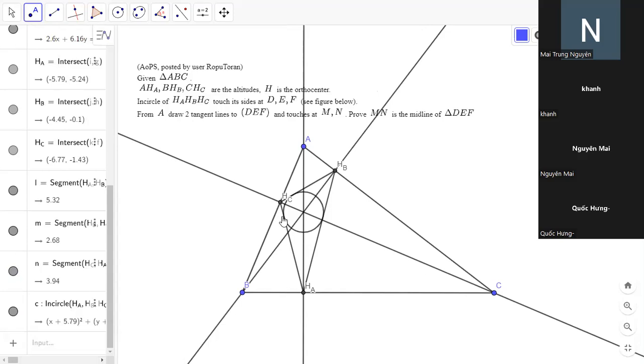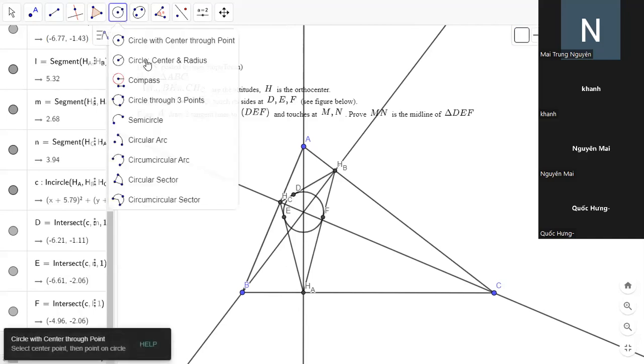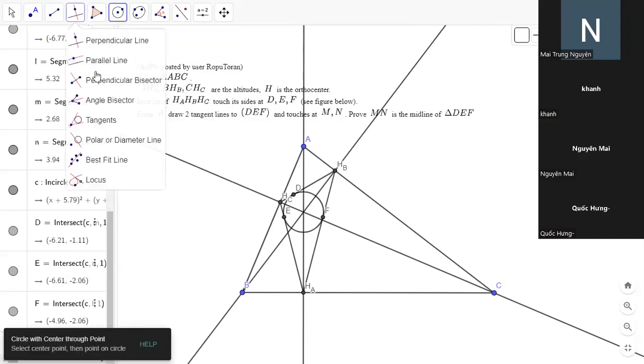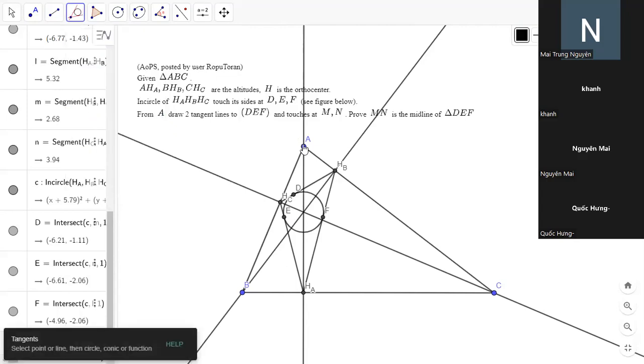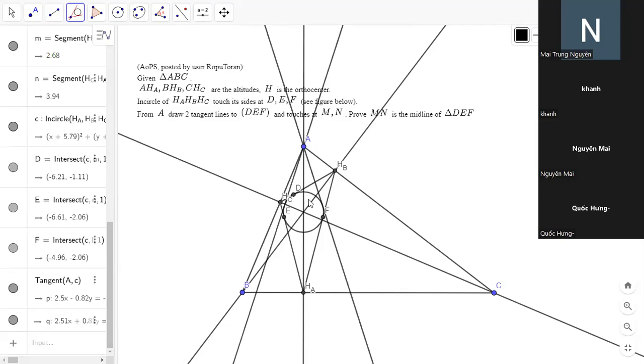Okay, so the touch points are D, E, and F. And then we draw tangent lines to that circle. So yeah, it's like a pretty small circle. So let me see if I can draw things a little better. But basically the pole of A is supposed to be the midline of triangle DEF.